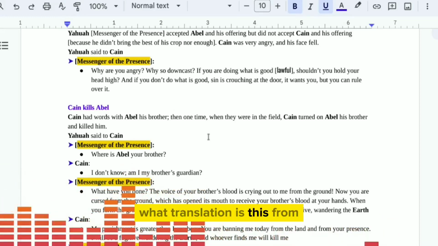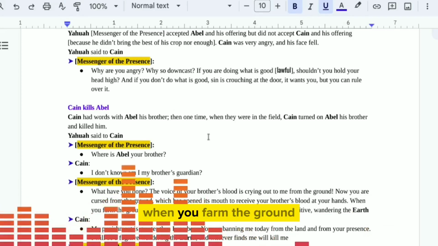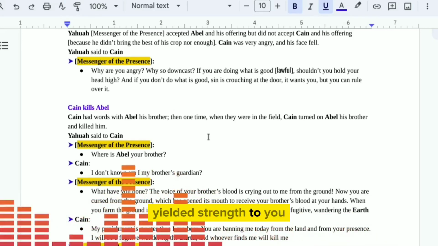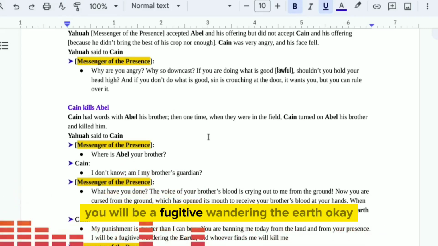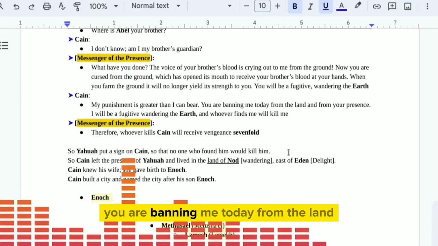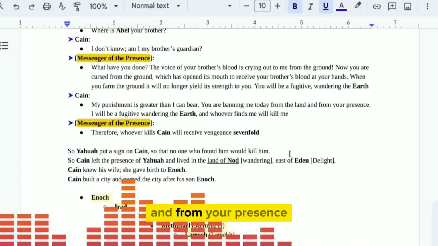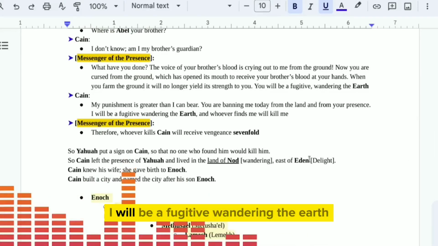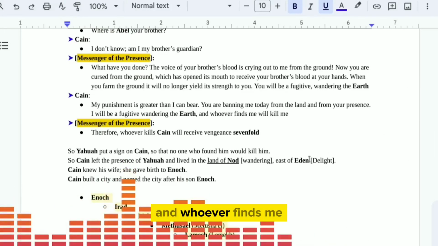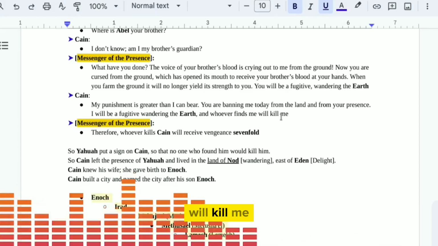What translation is this from? When you farm the ground, it will no longer yield its strength to you. You will be a fugitive wandering the earth. Cain: my punishment is greater than I can bear. You are banning me today from the land and from your presence. I will be a fugitive wandering the earth, and whoever finds me will kill me.